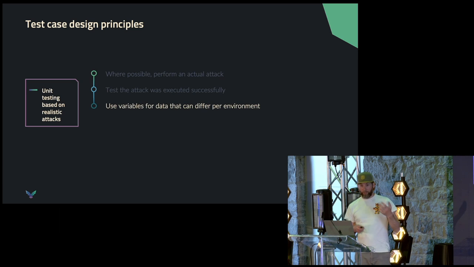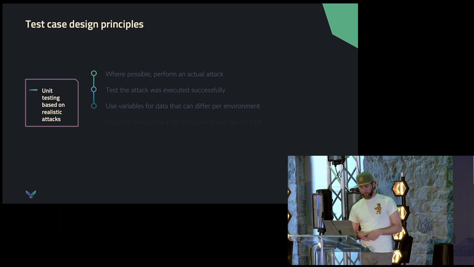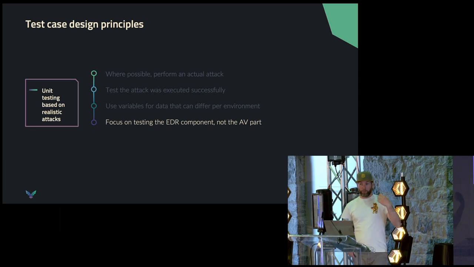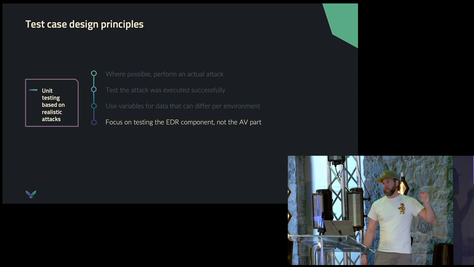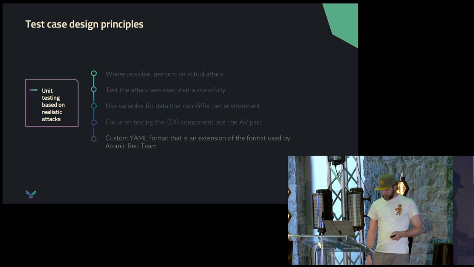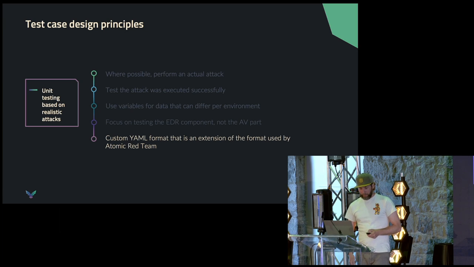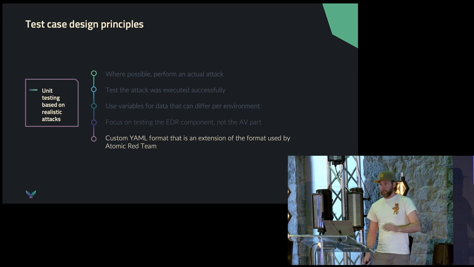And have variables that can differ in every environment, like a domain name, file name, location, username, these kinds of things, so you can be a little bit more flexible there. And if you do an endpoint-based thing, focus on the EDR and not the AV, because AV is trivial. Everybody can bypass that with a little bit of effort, so our detections usually aren't incorporating that. And that's where we started designing our own YAML format again, which is based on Atomic Red Team, which is awesome. We just extended it a bit with the things that we were missing from it.